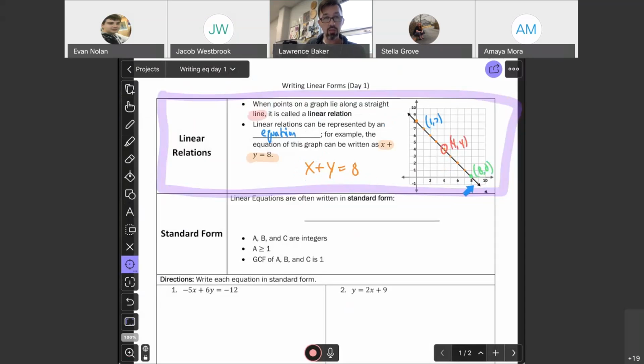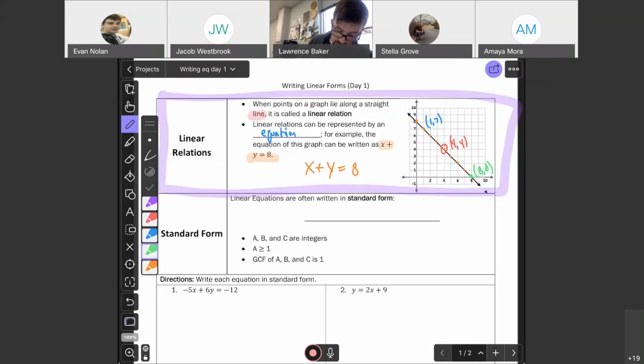And that's what equations are for lines. They're rules that define the relationship between the x-coordinate and the y-coordinate. It's saying that the x-coordinate and the y-coordinate must add up to give us 8, and those are all the points that do that. So this line is written in standard form.